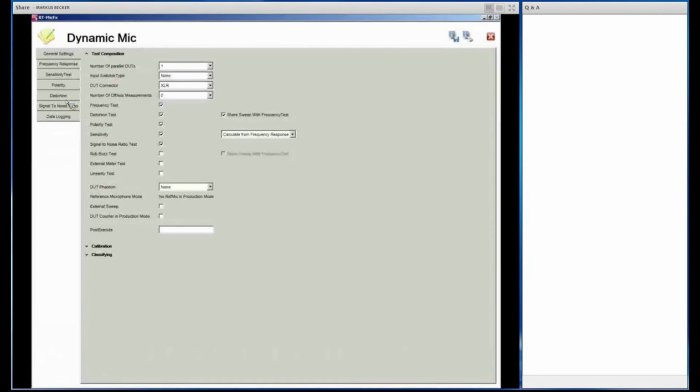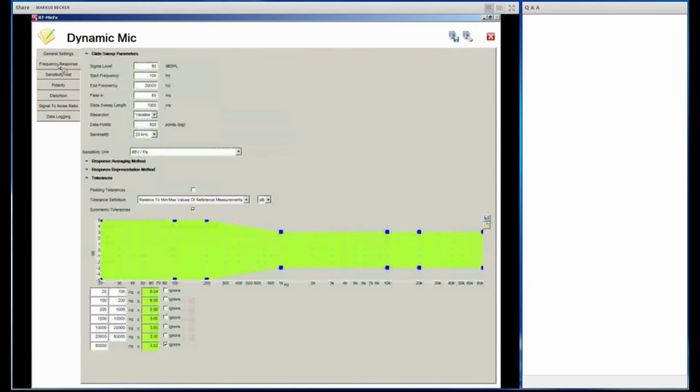The test parameters are of course all editable, for instance, the measurements I want to execute, the glide sweep parameters, the bandwidth of the glide sweep, or down here the tolerance limits, which is the headroom of my acceptance range. I can adjust here manually or numerically the way I want, and so on, here in the edit section.